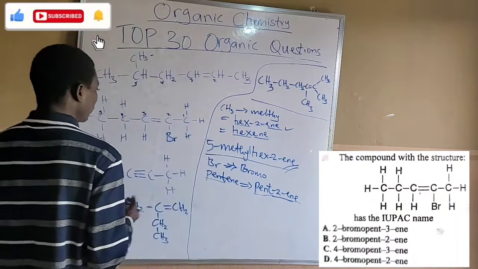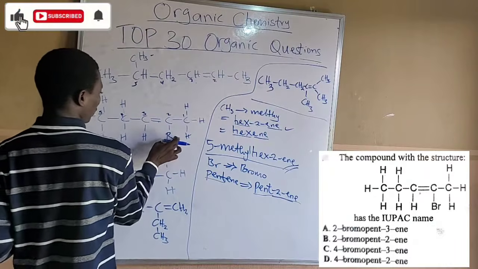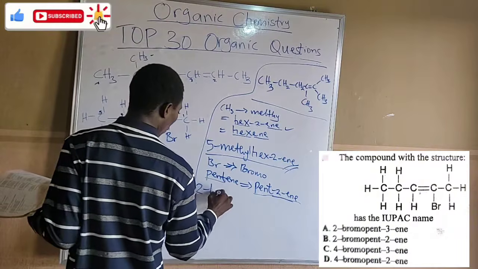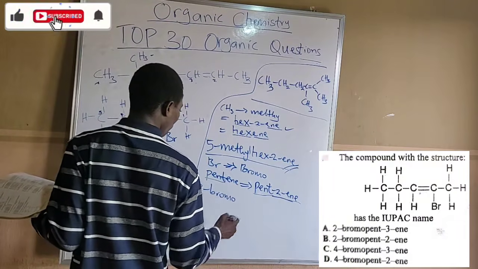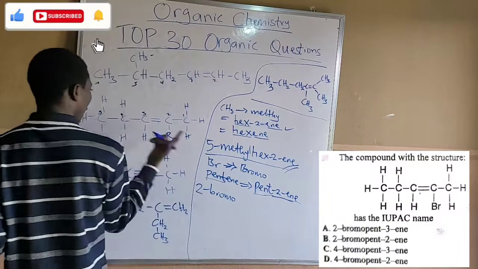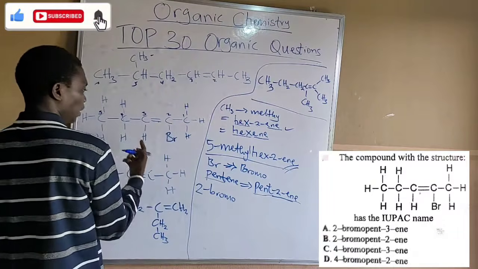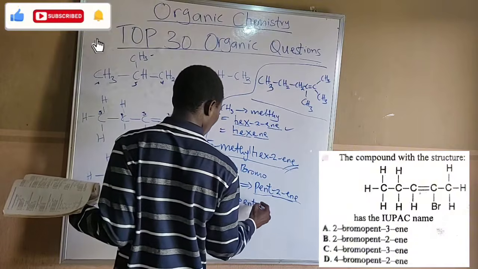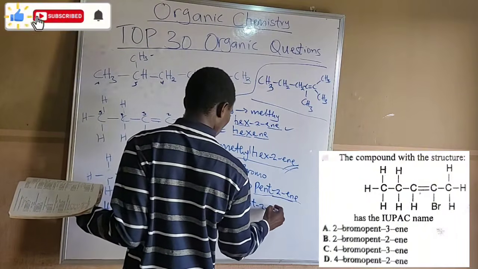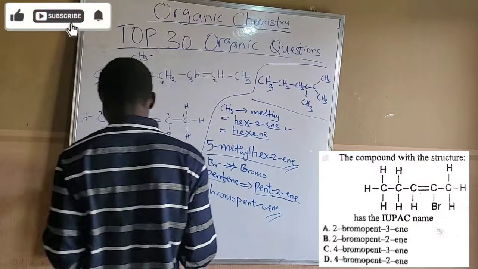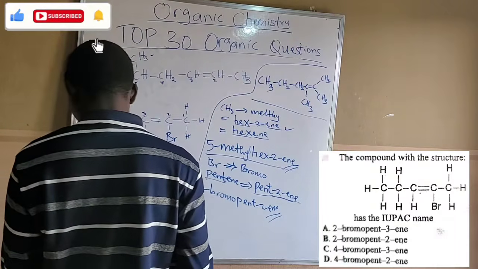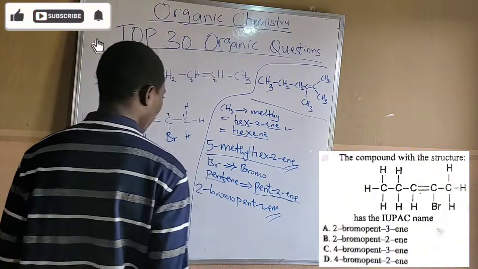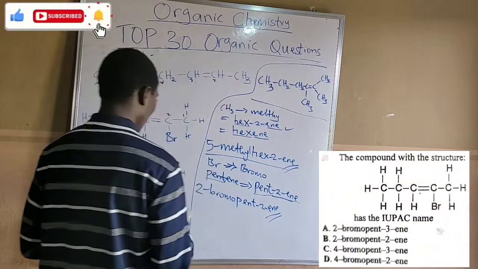So if you want to start naming, we have bromo. You start from the substituent, and this bromo is at what? Carbon 2. So we say that 2-bromo. What? We don't have any substituent again. Then join the parent name with it, and the parent name is what? Pentene. That is our final answer to that. That is option B. So the correct answer to that is option B. Okay, let's look at the next question.